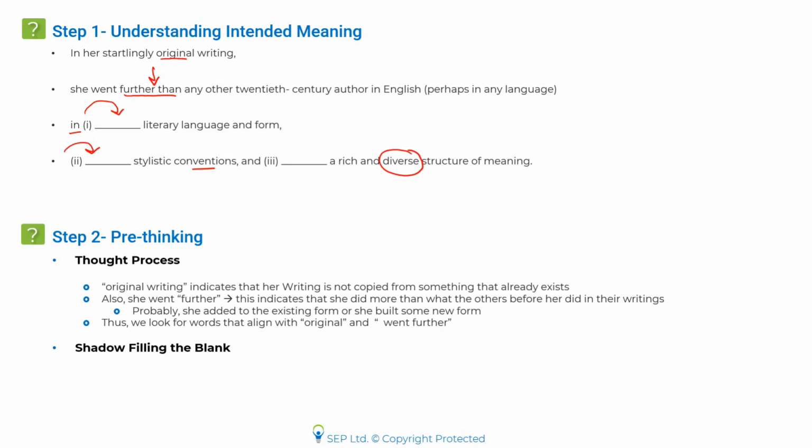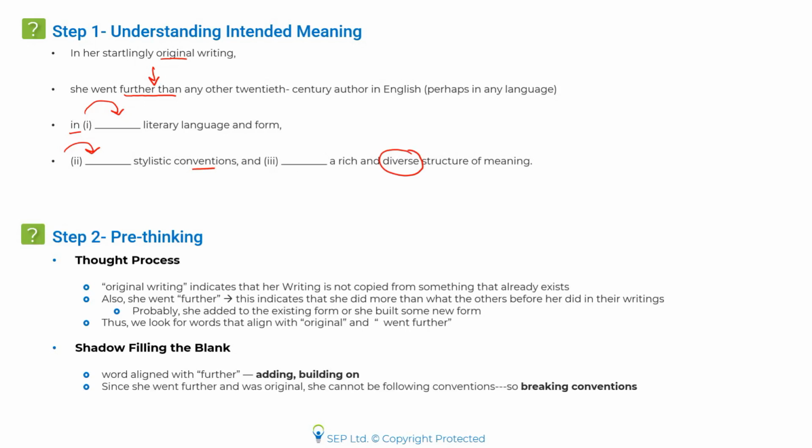All right. So, shadow filling the blank, that is, even before we are looking at the blank, we're quickly thinking, okay, the first blank could be filled with words like adding, building on. All right. And since she went further and was original, she cannot be following conventions. So the second blank would be something to do with breaking conventions. And the third blank, since we are using the word diverse here, can only mean something different or novel.